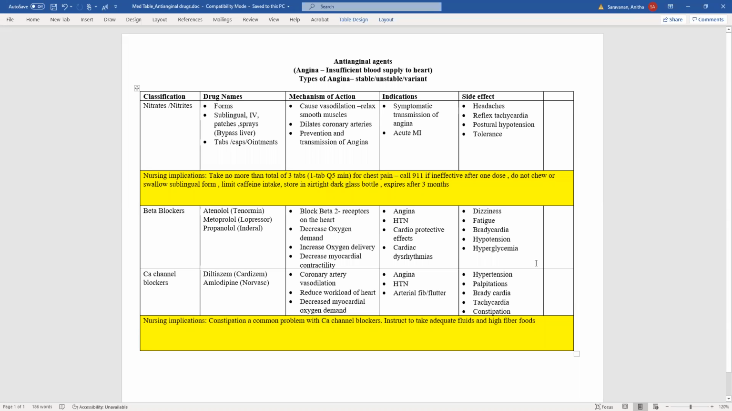In this 5 minute med audio for anti-anginal drugs, I'm going to really focus on the three key classes of medications: nitrates, beta blockers, and calcium channel blockers.